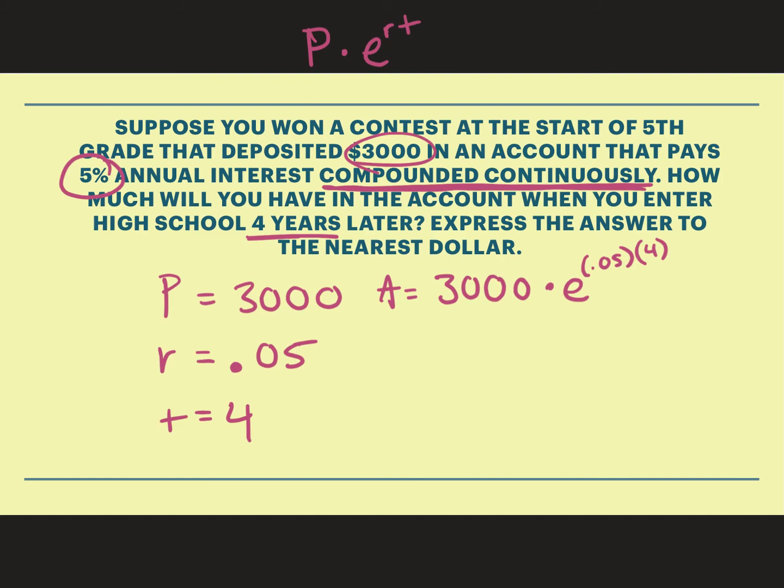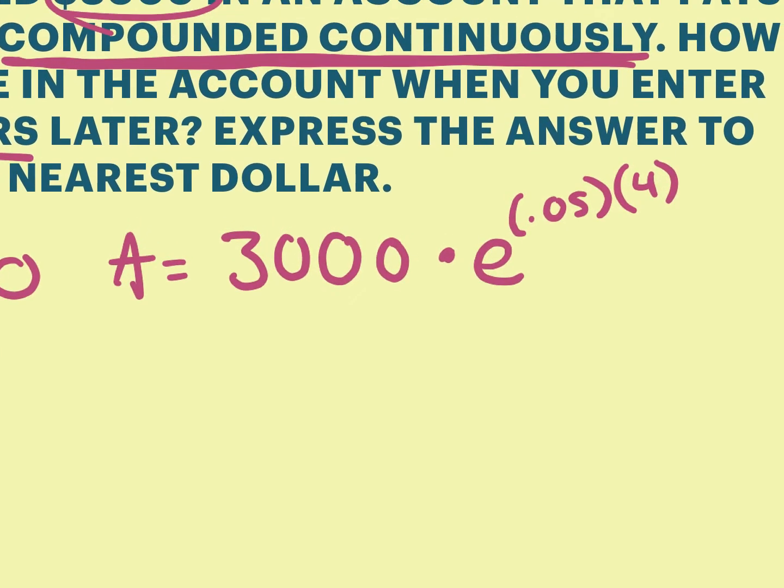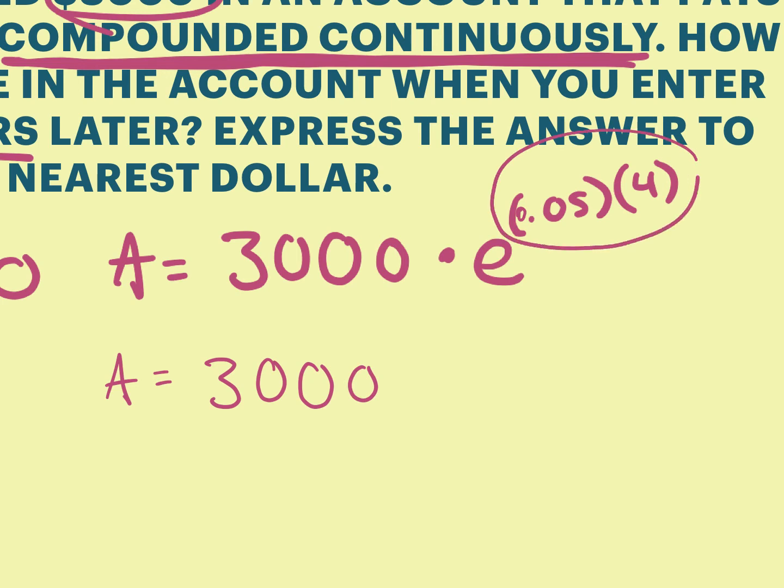Wait, isn't it for 5% is 0.05? Well, yeah, the 0 would be out here. So 0.05, but you don't need to include that 0. I mean, you could put it outside if you want to. All right, so first thing we want to do here is evaluate this up top here. So 0.05 times 4.